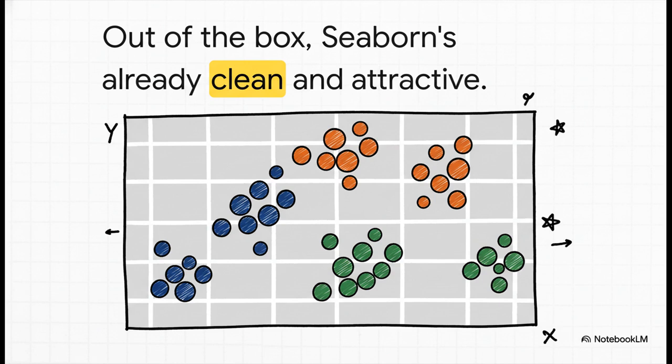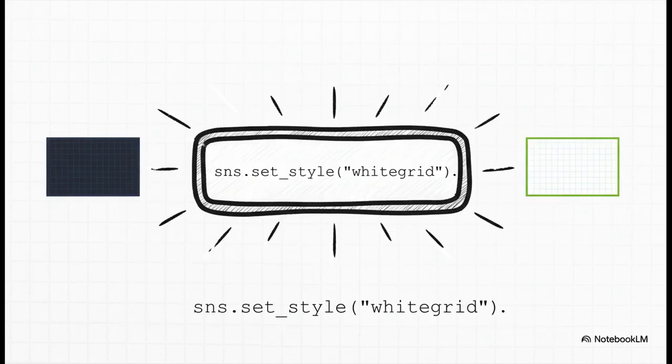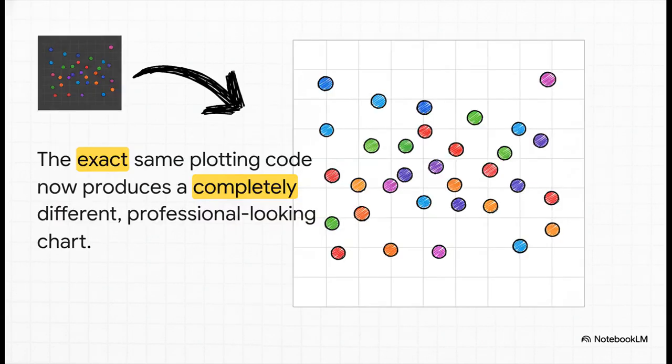But what if this isn't quite the vibe you're going for? What if you want a different look? Okay, now watch this. This is the magic. All we're going to do is add one single line of code, probably at the top of our script, sns.set_style white grid. And that one command, it sets the theme for every single plot that comes after it. And just like that, the result is completely transformed.